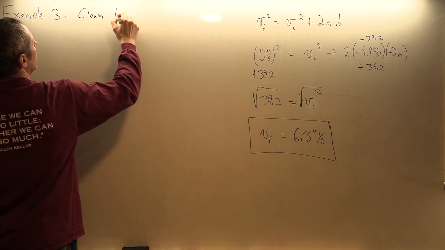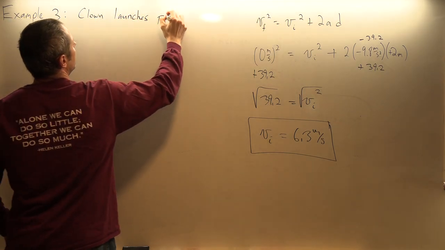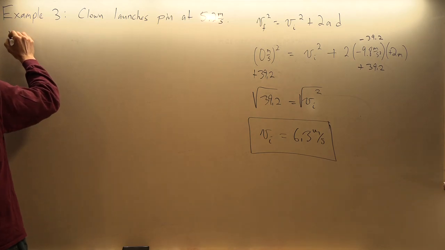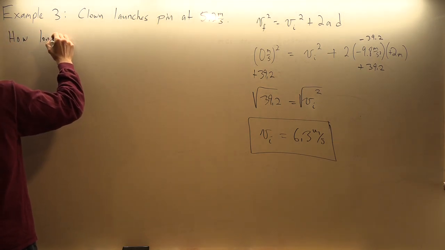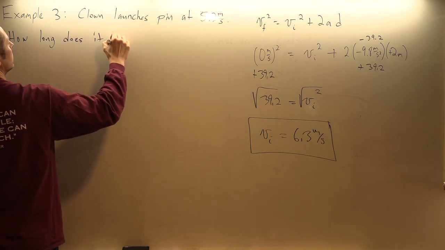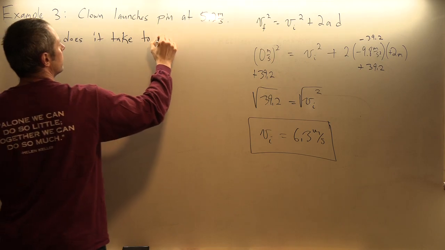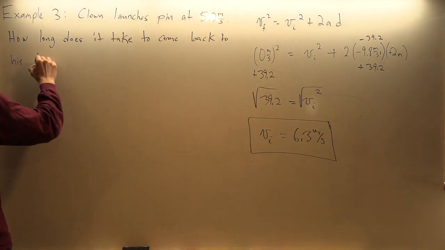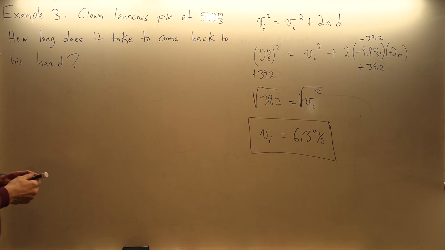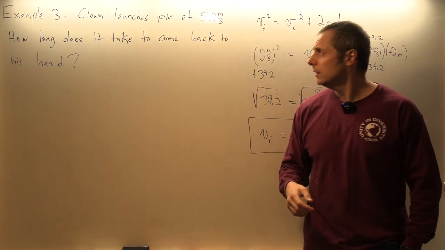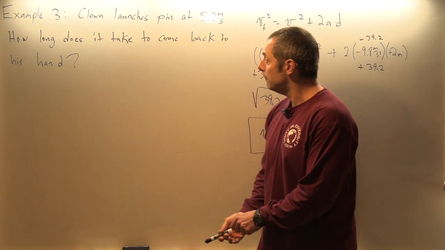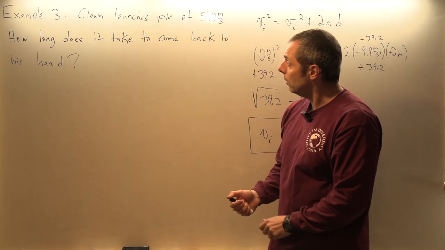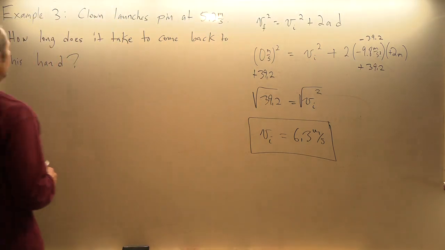Clown launches pin at 5.2 meters per second. How long does it take to come back to his hand? Okay, so the clown launches the pin up at 5.2 meters per second, and now we're asking, how long does it take to come back to his hand? So I throw it up like this, the pin's going to go up and then come back to his hand. And how long? So how long is basically the time that we're looking for.